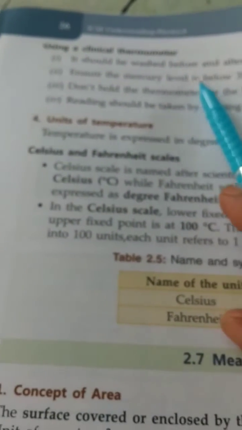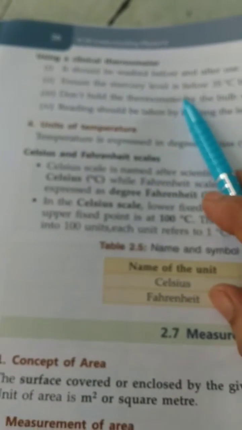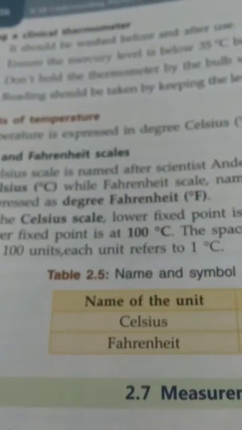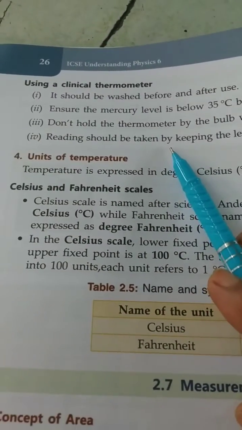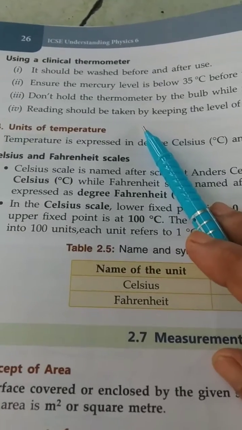The thermometer, we know, should be washed before and after use. Ensure the mercury level is below 35 degrees Celsius so that the reading can be perfect, and we never hold the thermometer from the bulb.